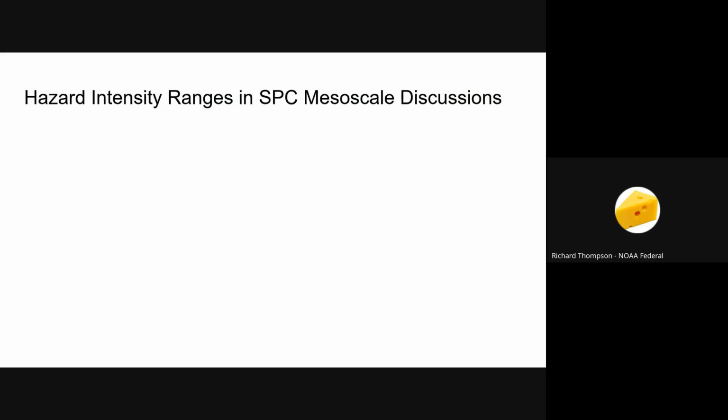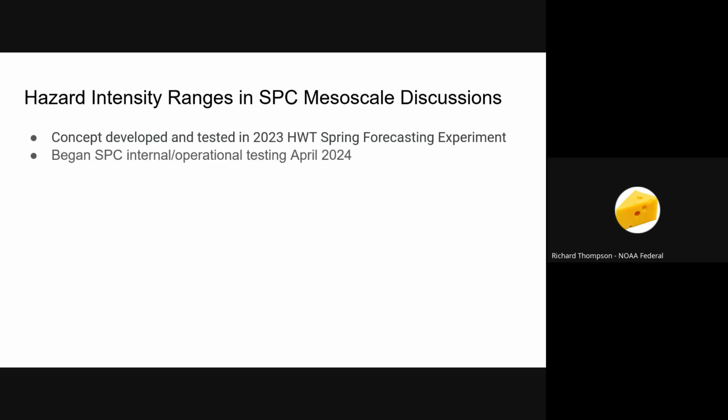All right, so hopefully you've already seen this with the hazard intensity ranges in the real-time mesoscale discussion graphics. This goes back to the hazardous weather test bed spring forecast experiment in 2023, where the concept was developed and tested. The results were promising, and SPC began an internal operational test roughly a year ago. And with that, we decided that we want to come up with ways to provide intensity information, but we're still doing it as a forecast, not just purely some sort of diagnosis.